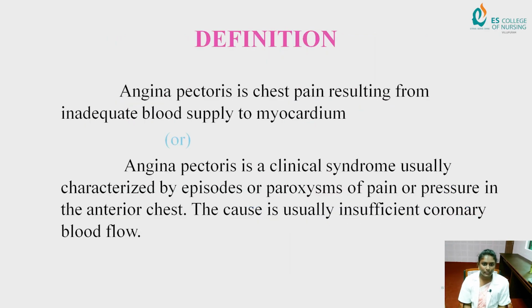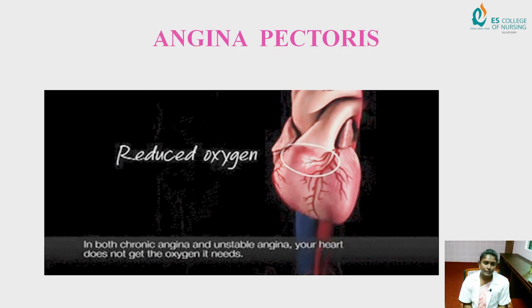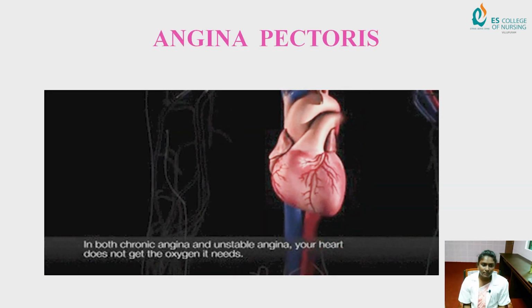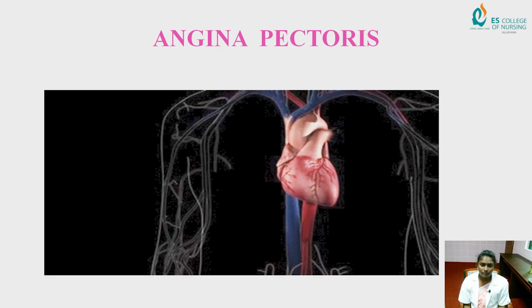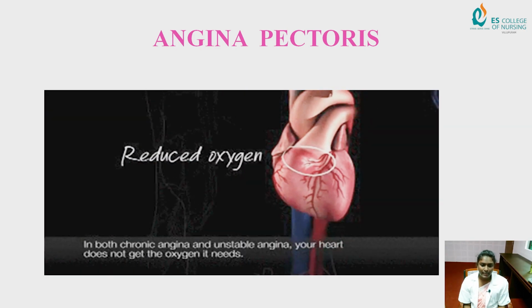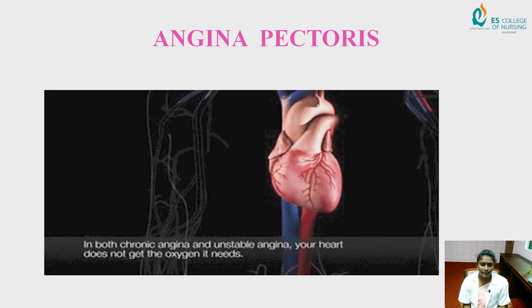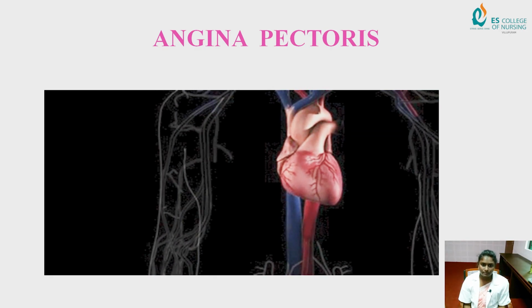So the definition of angina pectoris: it is chest pain resulting from inadequate blood supply to the myocardium. Or angina pectoris is a clinical syndrome usually characterized by episodes or paroxysms of pain or pressure in the anterior chest. The cause is usually insufficient coronary blood flow. So this is angina pectoris. Once the arteries get only a small amount of oxygen supply, the area comes under pain. In both chronic angina and unstable angina, your heart does not get the oxygen which is needed.